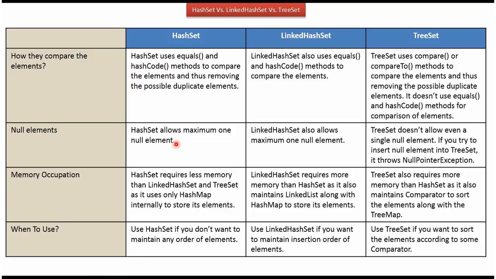Null elements. HashSet allows a maximum of one null element. LinkedHashSet allows a maximum of one null element. TreeSet won't allow a null element. If you try to add null, it will throw a NullPointerException. Memory occupation. HashSet requires less memory than LinkedHashSet and TreeSet, but LinkedHashSet and TreeSet require more memory than HashSet.